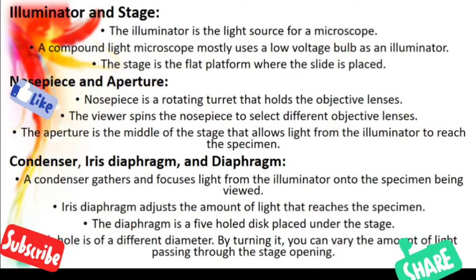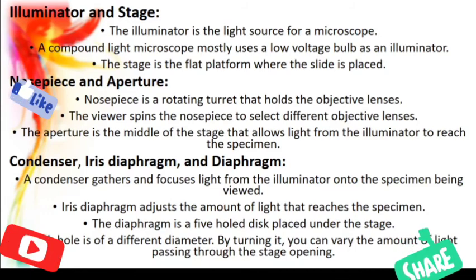Nosepiece and aperture. Nosepiece is a rotating turret that holds objective lenses. The objective lenses have 4x to 100x magnification power. The viewer spins the nosepiece and selects different objective lenses. The aperture is the middle of the stage that allows light from the illuminator to reach the specimen.